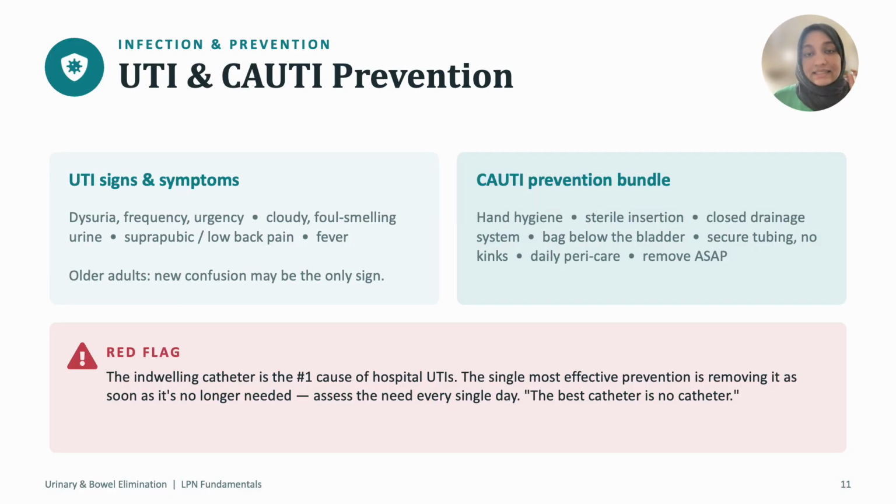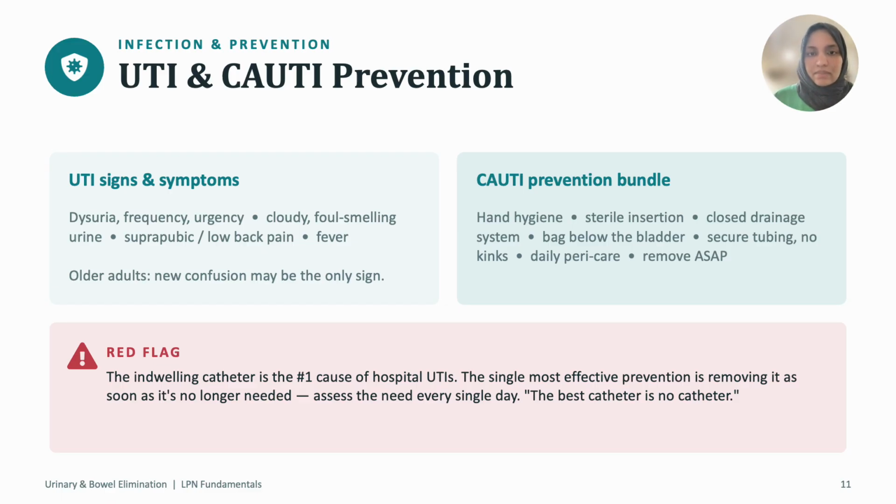UTIs. Classic signs are dysuria, which is painful urination, frequency, urgency, cloudy foul urine, and suprapubic pain, sometimes fever. Fever would come in basically if they've had the UTI for a very long time and it's been left untreated. So one of the biggest NCLEX traps is that in older adults, a new onset confusion may be the only sign. So don't wait for the textbook picture.